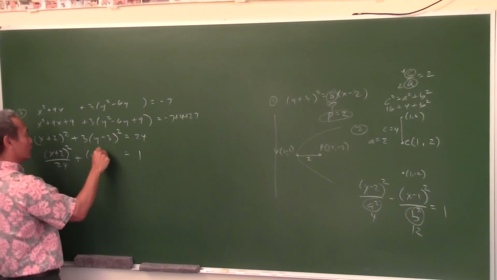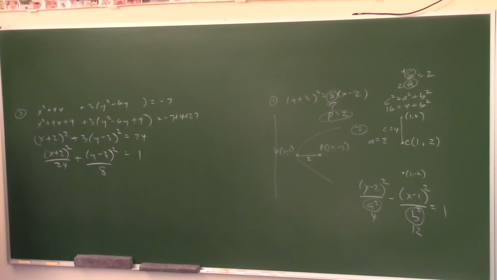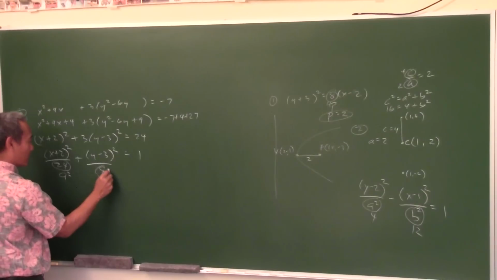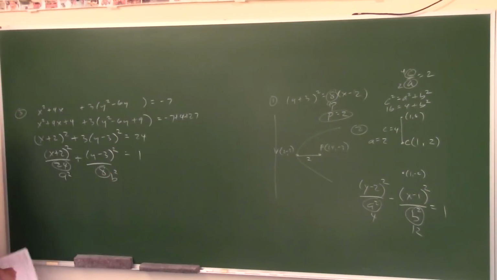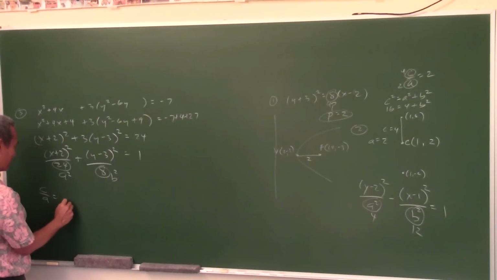Plus, and there you go. Remember, the bigger number is the a squared for the ellipse, and the smaller number is the b squared. And what are we trying to find here? We're trying to find the eccentricity, which is c over a. Well, that should be pretty simple, because if a squared is 24, a is going to be, what, 2 root 6?